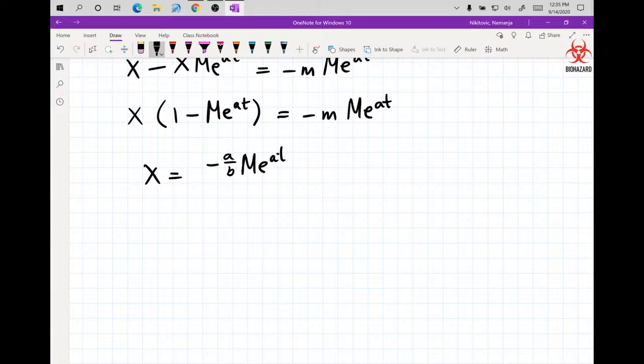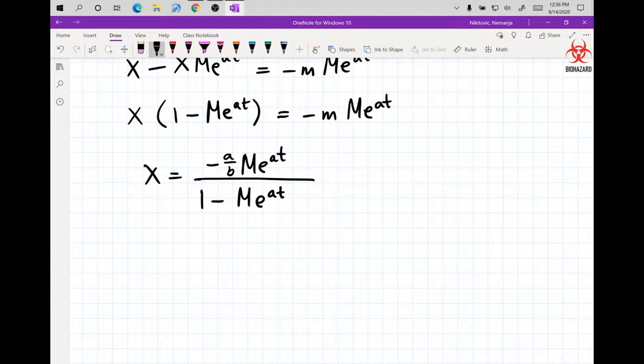Meat divided by 1 minus meat. There we go. Now we can simplify this more. Technically, you are done, but this would be a terrible thing to give to a computer science person to write code, because this could be reduced to fewer operations. Like you have to compute meat twice and stuff like that.